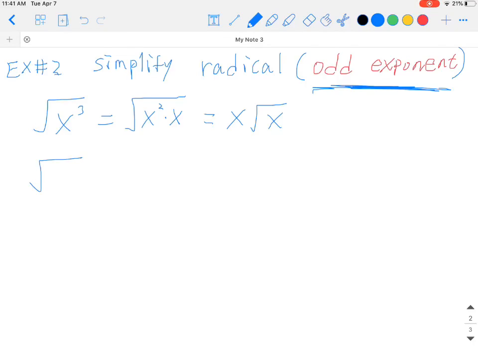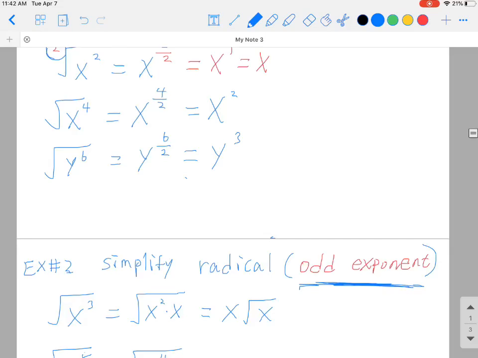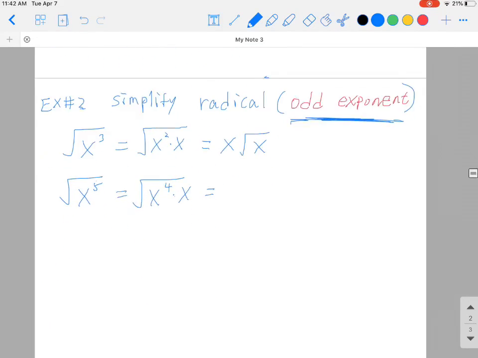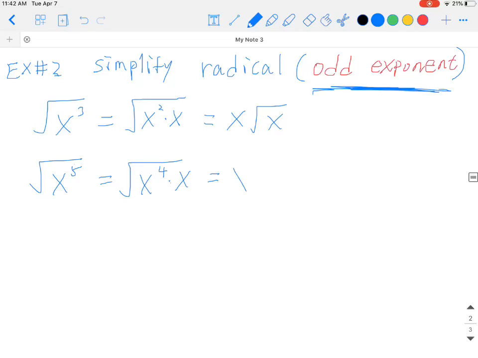Let's try one more. We have x to the 5. We can make it x to the 4 times x. And remember, x to the 4, we learned from the previous one, is an even exponent. We can simplify that to x to the 2, taking out x to the 2, and the x has to stay inside.